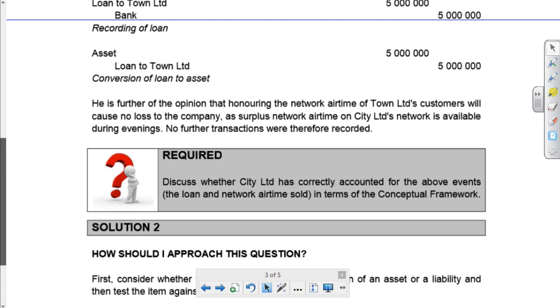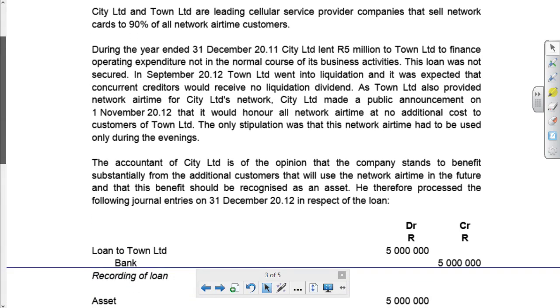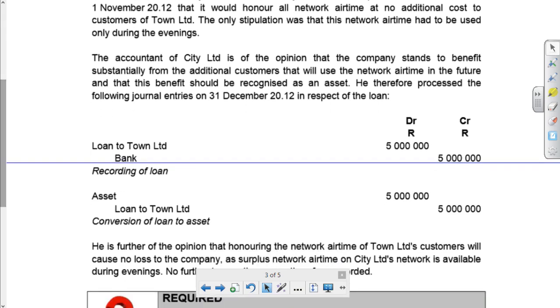When you read the story, I want you to read the story and try and understand what happened. You'll see it's quite a big convolution. I mean, you can see the story. It's quite a big story, right? And they've even given you some journal entries, the journal entries they passed. And you'll see that the journal entries that they passed, if I just look briefly at that, they created an asset. Do you see that? And they settled, or they converted a loan into an asset essentially.